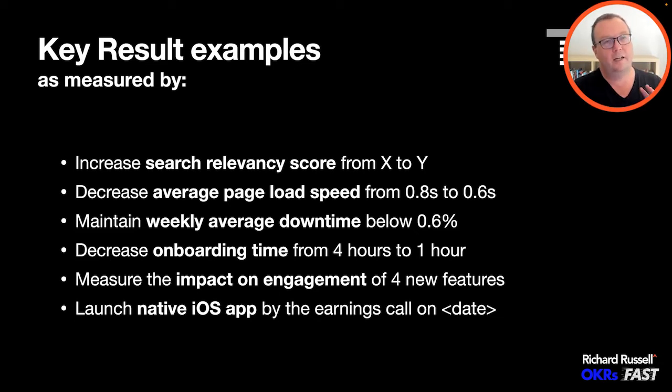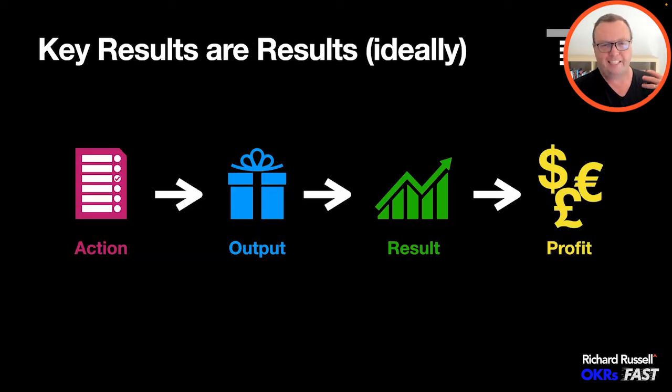One of the things that I think about with key results is that they're results, right? Now, I've got this little diagram here that talks about the different kinds of things that you could be managing. On one end, we have actions. These are the things that people are doing. And in the last video, I'll have an analogy for this with South Park, which you might enjoy. But there are actions, and actions create outputs.